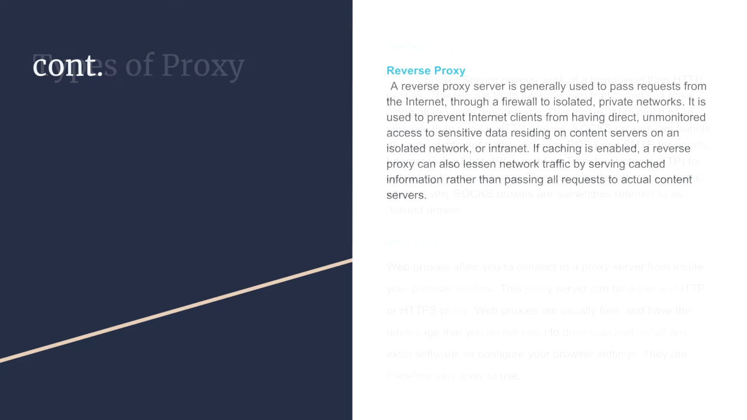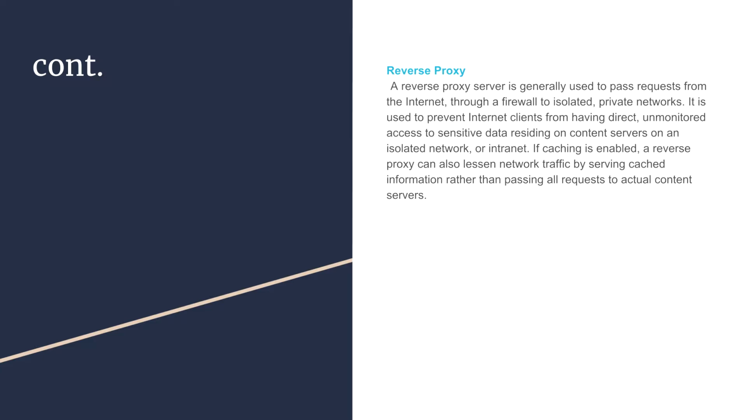Another type of proxy that is pretty common is a reverse proxy. A reverse proxy server is generally used to pass requests from the internet through a firewall to isolated private networks. It is used to prevent internet clients from having direct, unmonitored access to sensitive data residing on content servers on an isolated network or intranet. If caching is enabled, a reverse proxy can also lessen network traffic by serving cached information rather than passing all the requests to the actual content server.